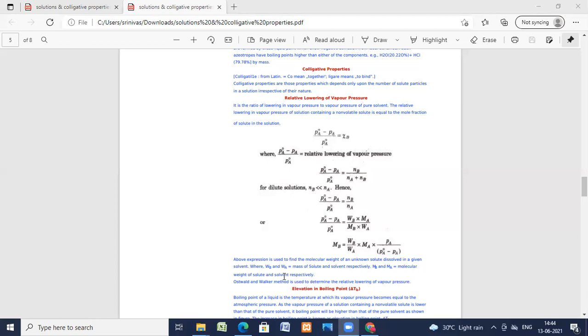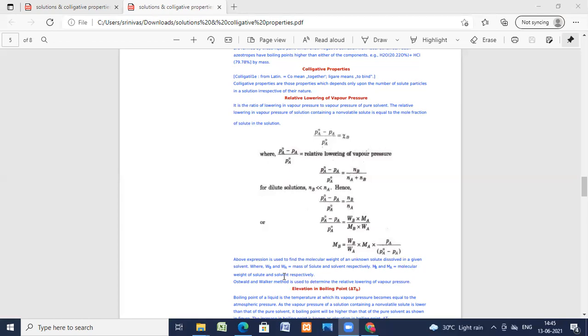or until the pressure becomes equal to the vapor pressure of the solution. So the weight of the solvent lost by the solution bulb is proportional to the vapor pressure of the solution. If a diagram is there, you can more clearly understand this Ostwald-Walker method. Ostwald-Walker method is one of the devices. It is the gas saturation method and the transpiration method to calculate the RLVP, relative lowering of vapor pressure. Experimentally, we can determine it.